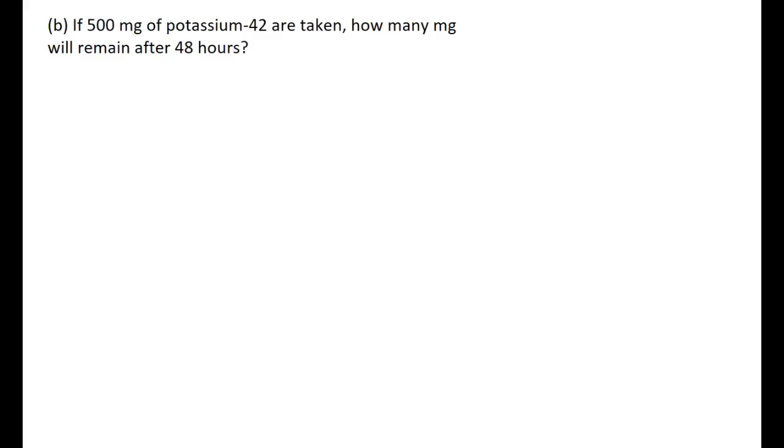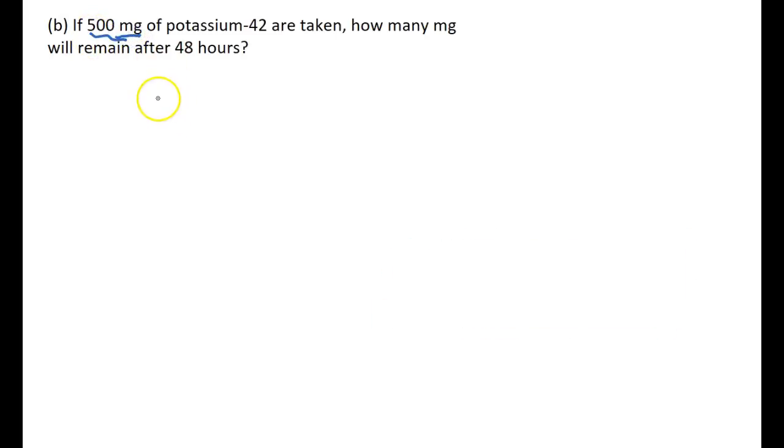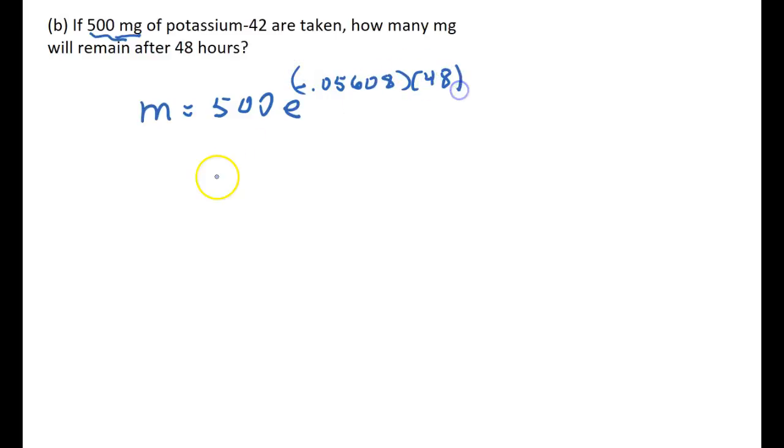So continuing with this example, let's say we're starting out with 500 milligrams of potassium, and we want to know how many are going to be left after 48 hours. So m equals 500 e to the negative 0.05608 times our time, which is 48 hours.